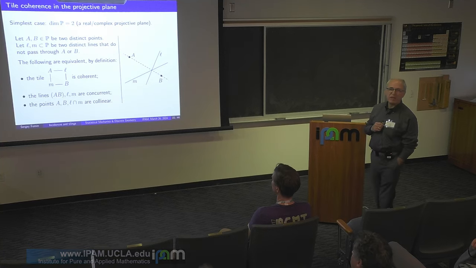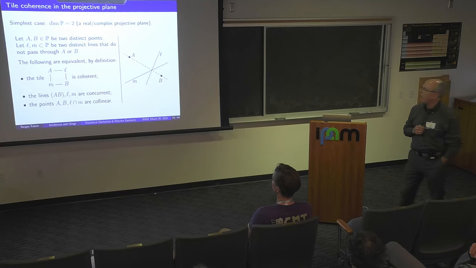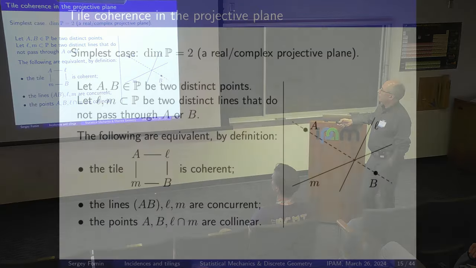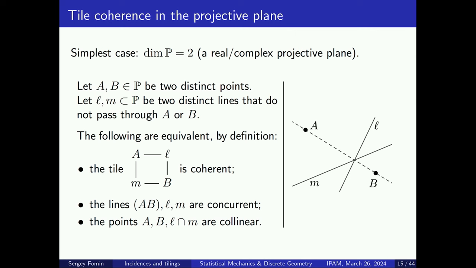Let's illustrate what it means in the simplest case of a plane. On a plane, hyperplanes are just lines. The intersection of these two hyperplanes is just this point. And we want that point to have an intersection with the line AB. So this is just the condition that A, B, and L intersect M are collinear. So that's the coherence condition.